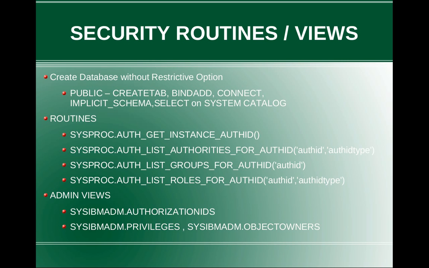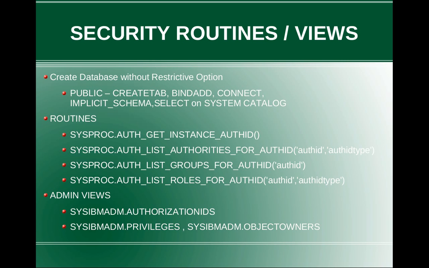Auth id is like your username. Auth type is the type. If it is a user, you have to give the user name as the auth id, and the uppercase letter U for the auth id type. Similarly, you can list the authorities for a group as well, because authorities can be granted to a group. In that case you pass the group name as your authentication id, and uppercase G for the authentication id type. And for roles, you can pass the role name and capital R for the authentication id type.